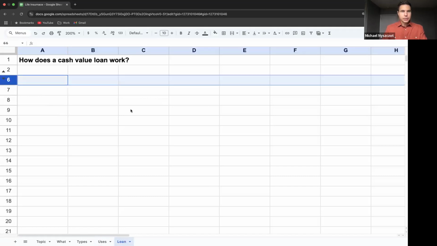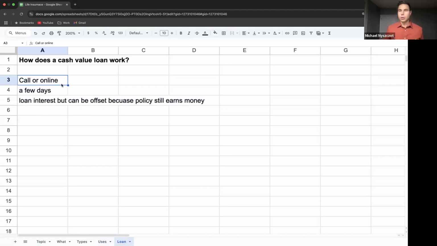And then lastly, how does a cash value loan work? Once you have a policy in place and a healthy cash value balance, you could call the life insurance company up, or some companies allow you to do this online now too. You just fill out a form essentially, or they do it over the phone for you. And you usually have your money in a few days. From there, you could get a check or a direct deposit if they have your banking information.